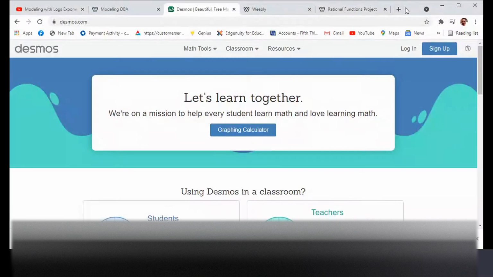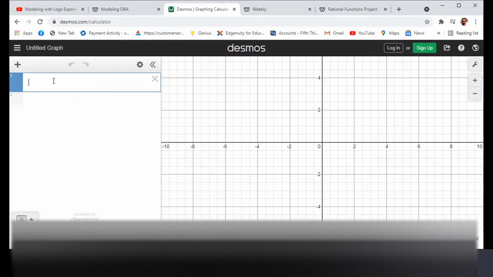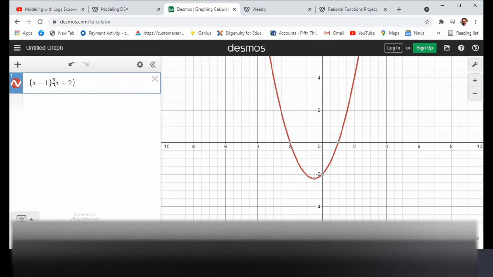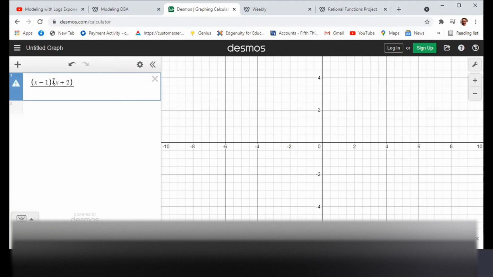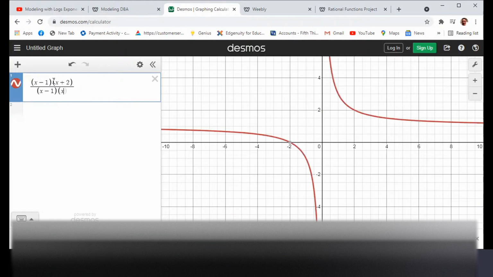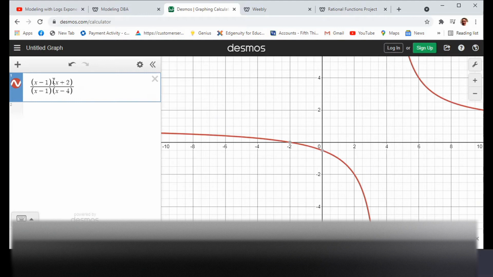All right, so here we're at Desmos. Go to Graphing Calculator. Now I'm going to type this function in. So parentheses x minus 1, x plus 2 divided by, and it's going to give you that nice division sign there, x minus 1, x. Okay. We can zoom out a little bit here.